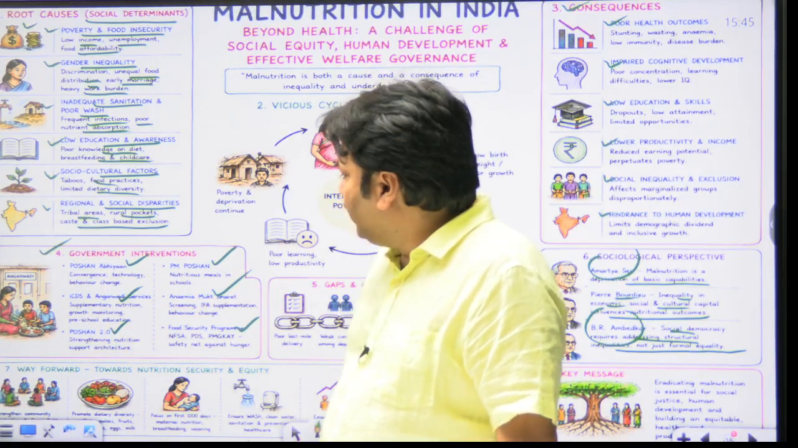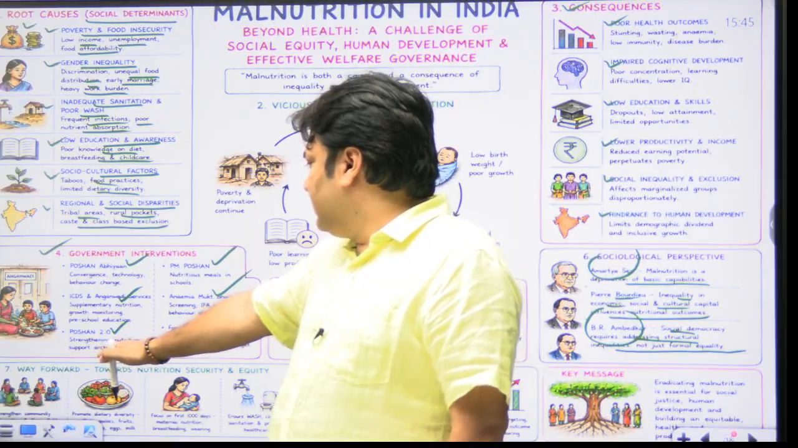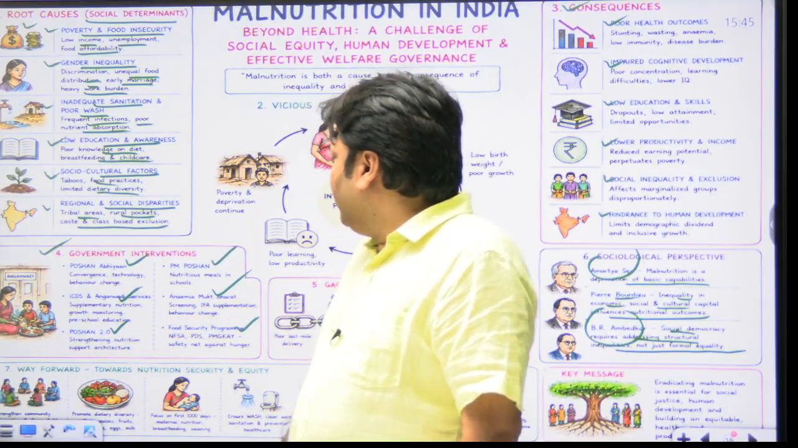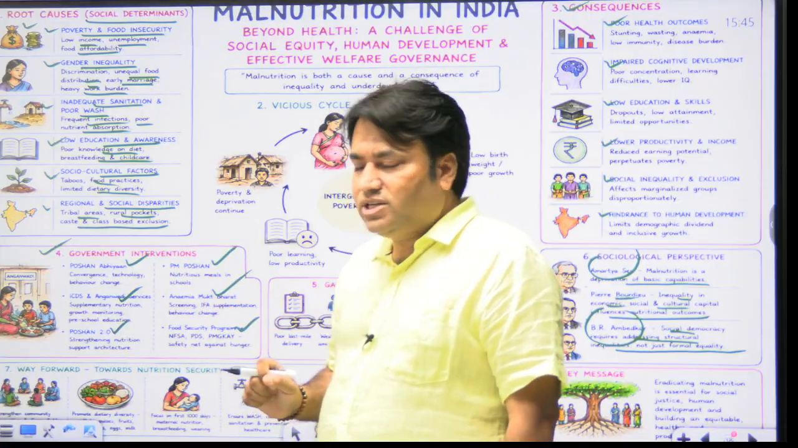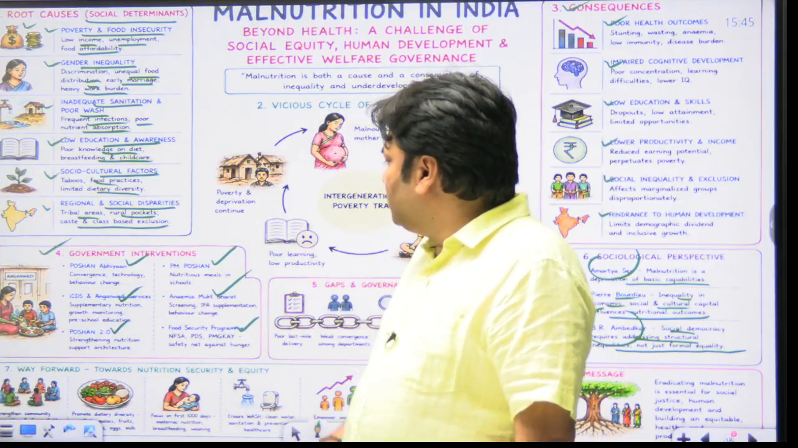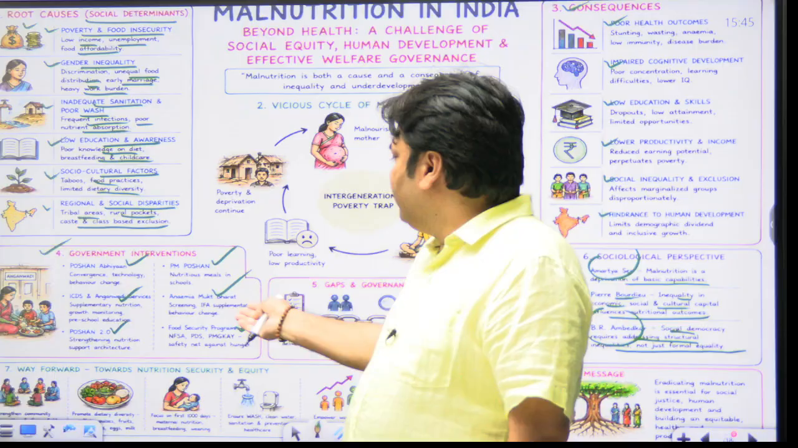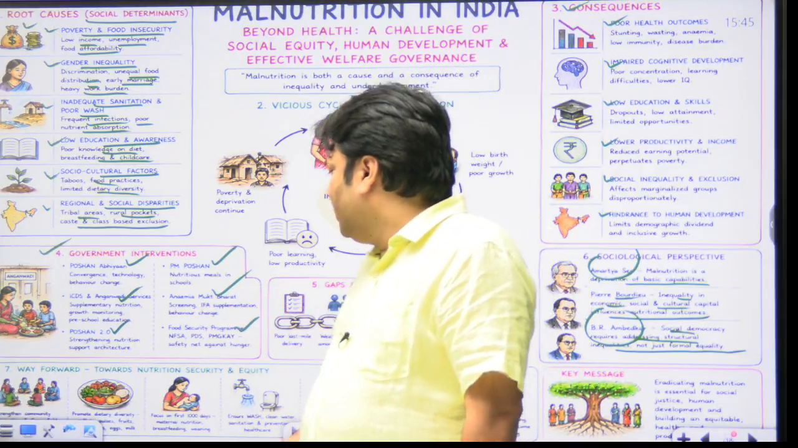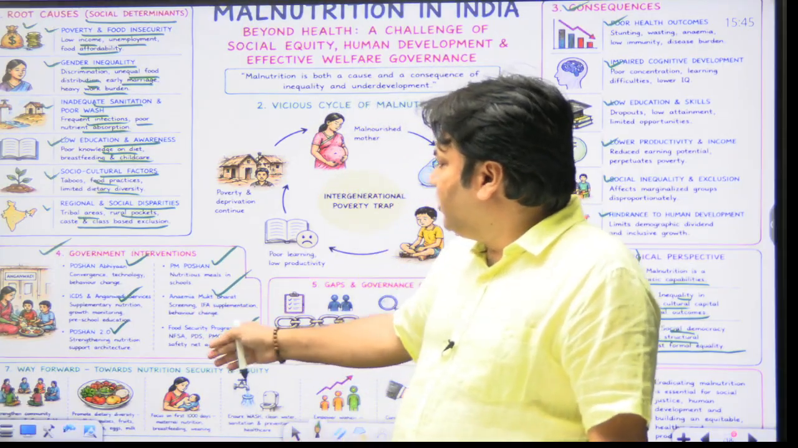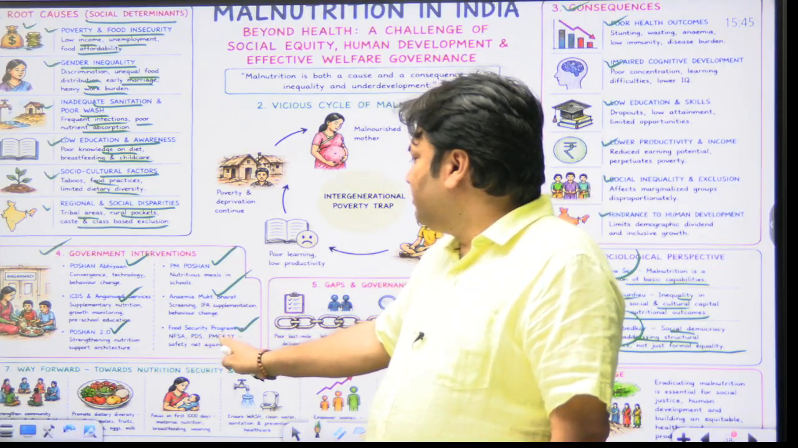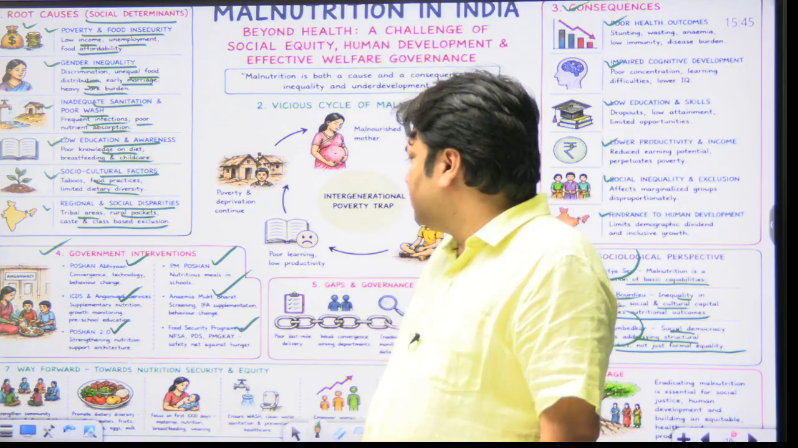In Poshan 2.0, you can write keywords like strengthening nutrition support architecture. In PM Poshan, you can write keywords like nutritious meals in schools. In Anemia Mukt Bharat, you can write points like screening, IFA supplementation and behavior change. In food security programs, you can write points like NFSA, PDS, PMGKAY, safety net against hunger, right?